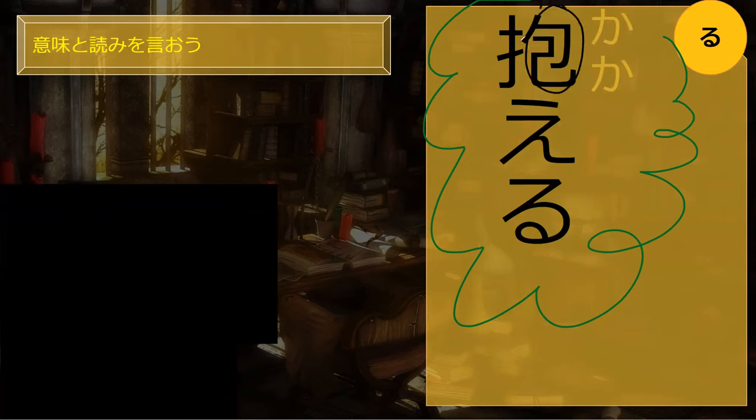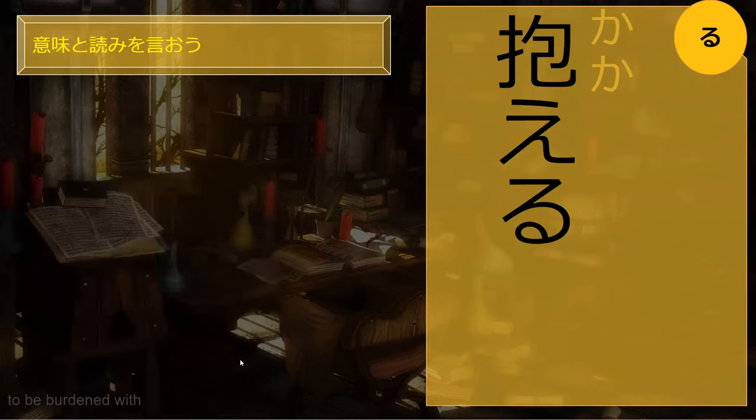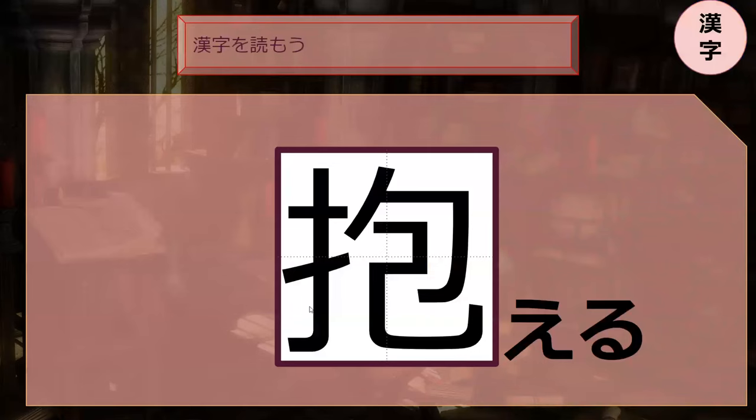That's the wrapping over there. But kakaeru is actually to burden somebody with something, to be burdened with. Yes, kakaeru, which is a ru verb. What was this to be burdened with word? Kakaeru. Perfect. Can you read this sentence for me?